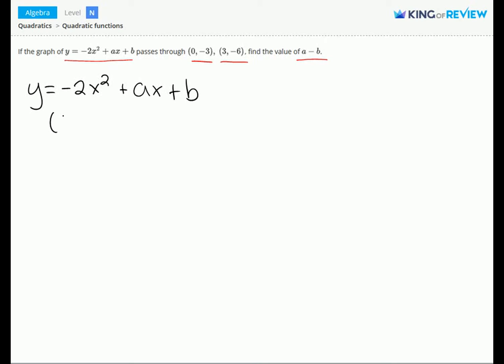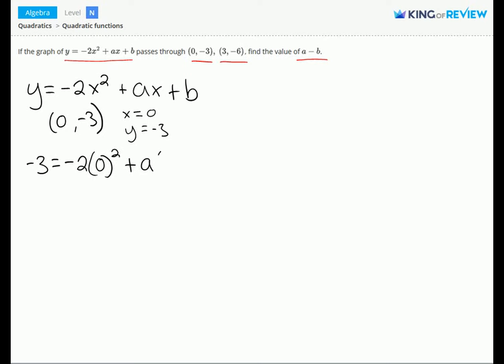And we're given the point (0, negative 3). That means that (0, negative 3) is a point on this graph. So x is equal to 0 and y is equal to negative 3. Let's plug these values into our graph equation. So y, which is negative 3, equals negative 2x squared, so negative 2 times 0 squared plus ax, so plus a times 0 plus b.